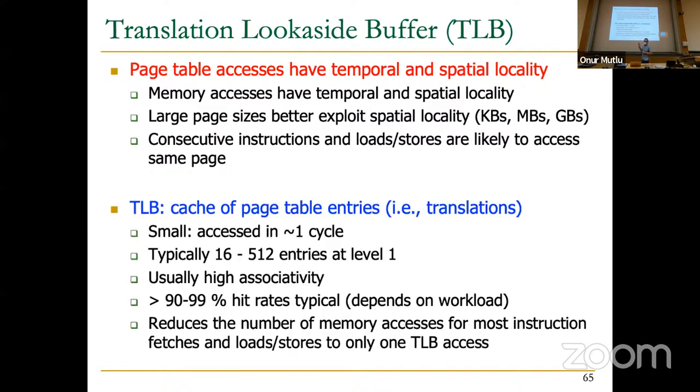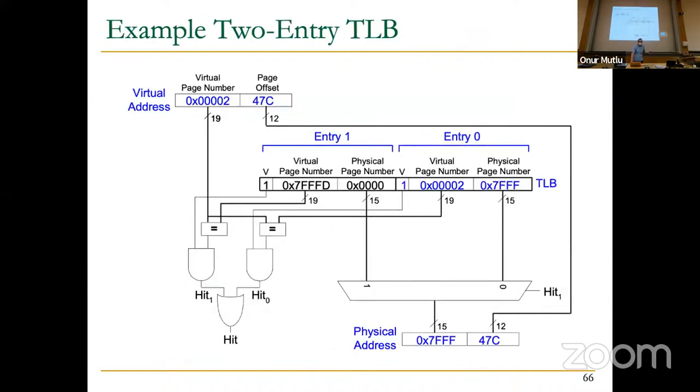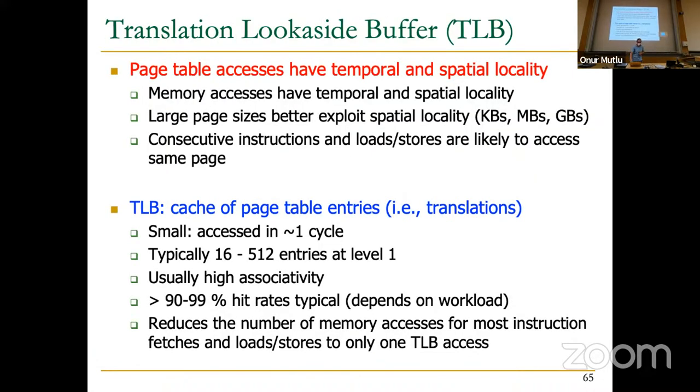Okay. Essentially, we've kind of said this. Usually, TLBs are small, and they could be multi-level, as we will see. Typical entries are 16 to 512, usually high associativity. And typically you get good hit rates. But of course, this depends on the workload. As I said, if you're truly random access, this is a 0% hit rate, and you're back to square one. And this reduces the number of memory accesses for most instruction fetches to only one TLB access, hopefully. That's the hope. And that's the idea of a memory hierarchy, right? Now this is a translation hierarchy, if you will.